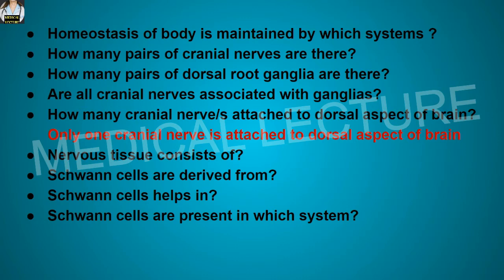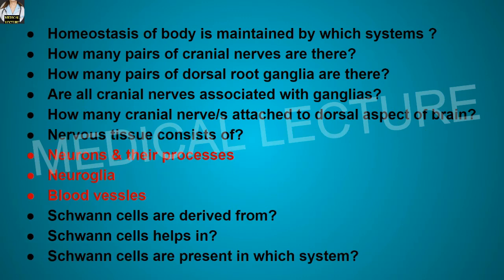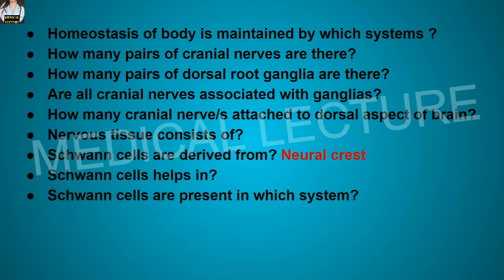Now nervous tissue consists of neurons and their processes, neuroglia and blood vessels. The Schwann cells are derived from neural crest. What are the functions of the Schwann cells? They help in the regeneration of the nerve fibers.